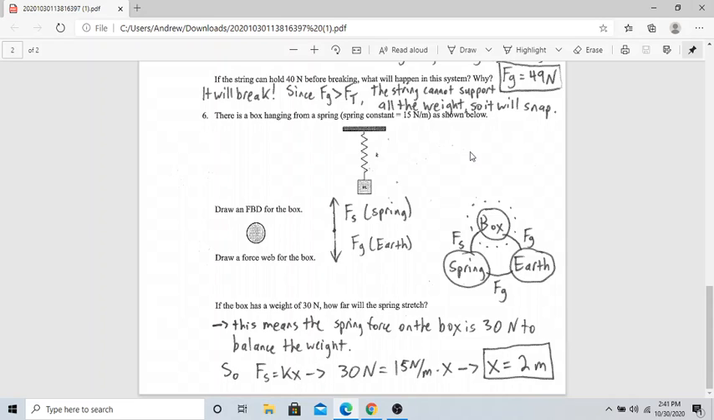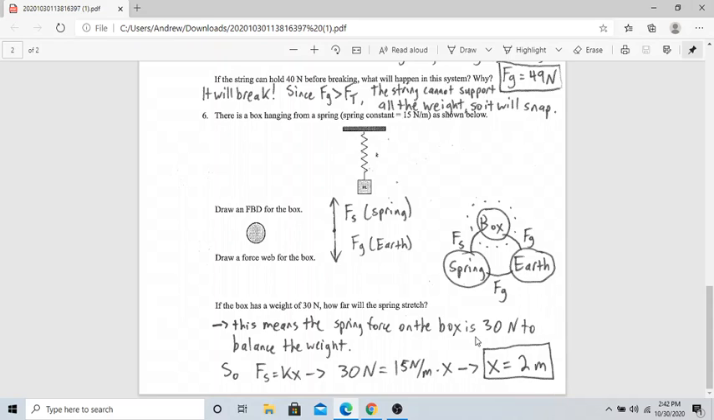I know the spring constant. It tells me in the above. So I can replace that with 15 newtons per meter. And the spring force is going to be equal to 30 newtons. And it's because, if we think about it, if gravity is pulling down on the box with 30 newtons, well, since the box doesn't seem to be going anywhere, it probably makes sense that the spring is pulling up with the same amount of force, which in this case is 30 newtons. So the spring force becomes 30 newtons. 30 newtons equals 15 newtons per meter times the distance it stretches, which means when all said and done, this is going to stretch 2 meters.